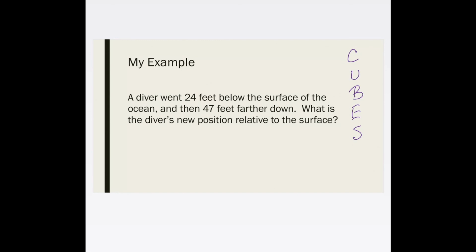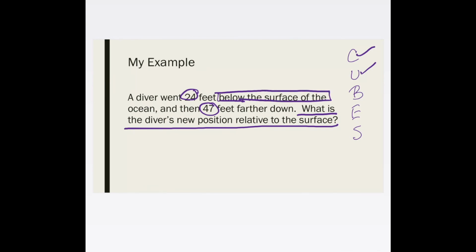Okay, I'm going to circle important numbers, 24 and 47. I'm going to underline the question. What is the diver's new position relative to the surface? I'm going to box the key words. What are the words here that help me know what to do? Well, here we've got below the surface of the ocean, which means I'm talking about negative.